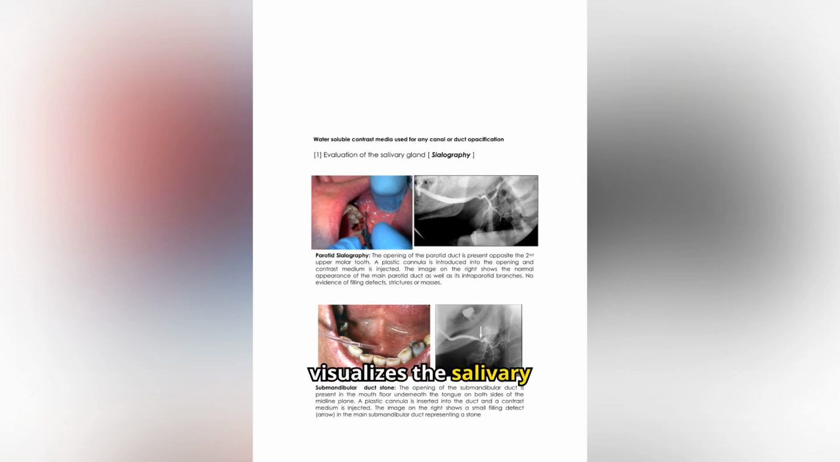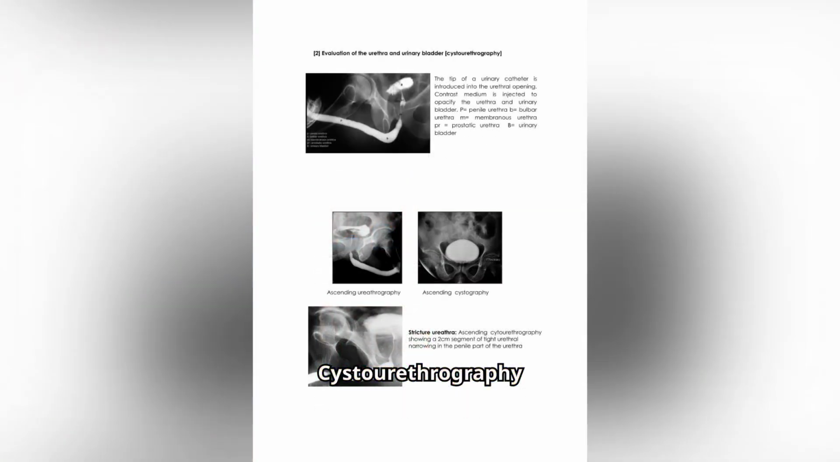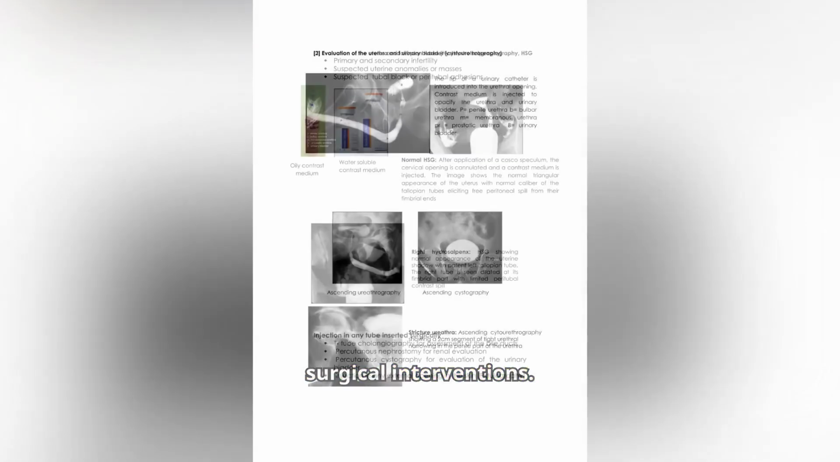Sialography visualizes the salivary glands, revealing any filling defects or strictures, crucial for diagnosing conditions like submandibular duct stones and planning appropriate treatments. Cystourethrography evaluates the urethra and bladder, identifying strictures or abnormalities, essential for diagnosing urinary tract issues and guiding further medical or surgical interventions.